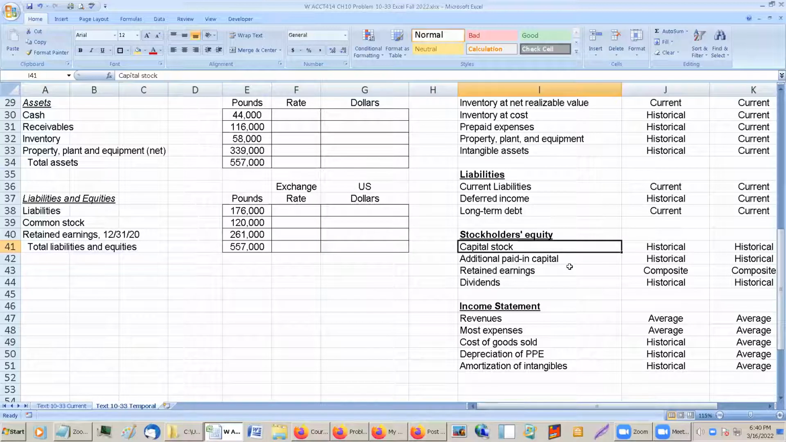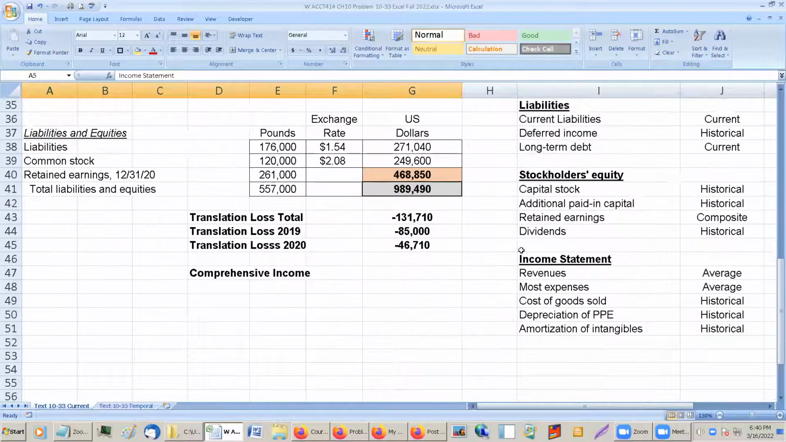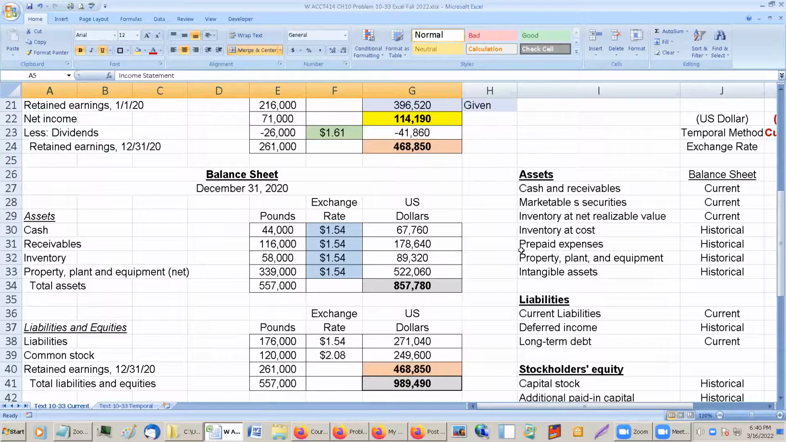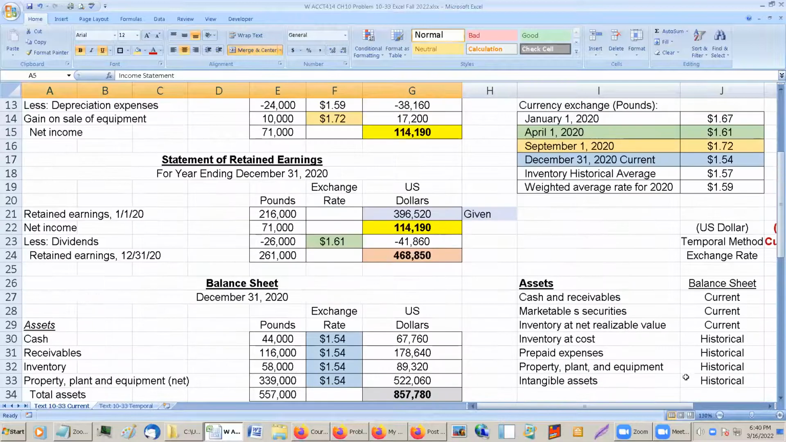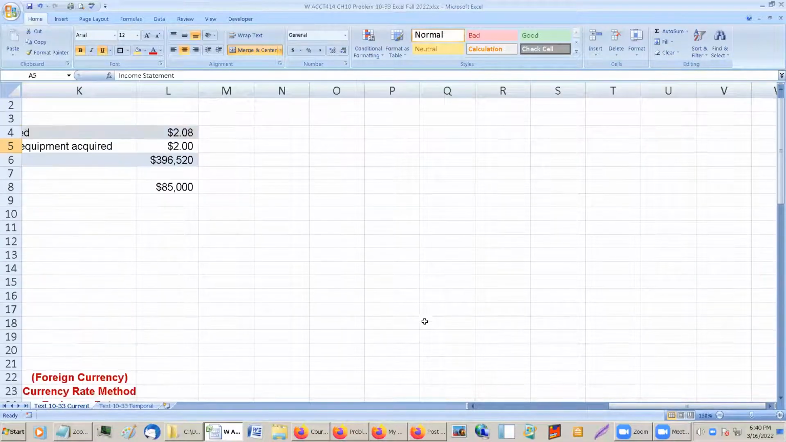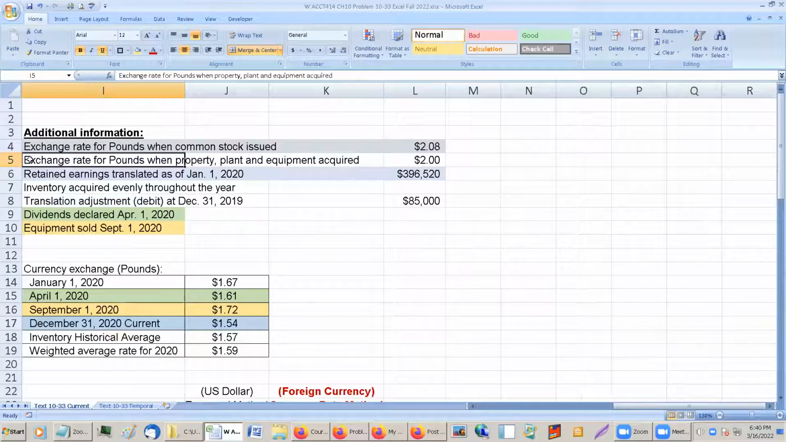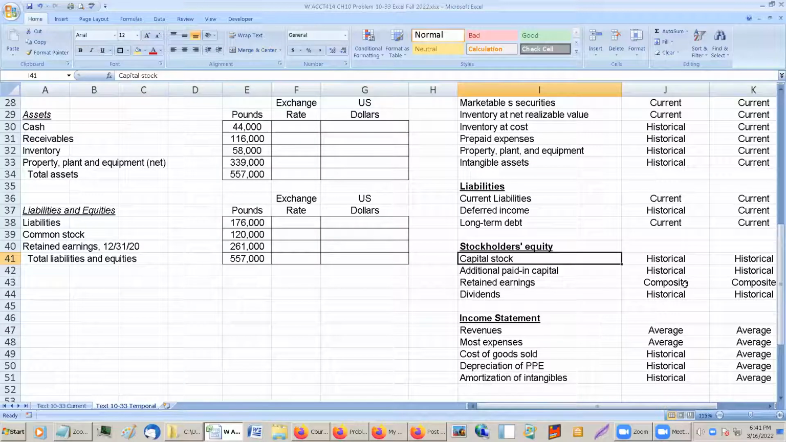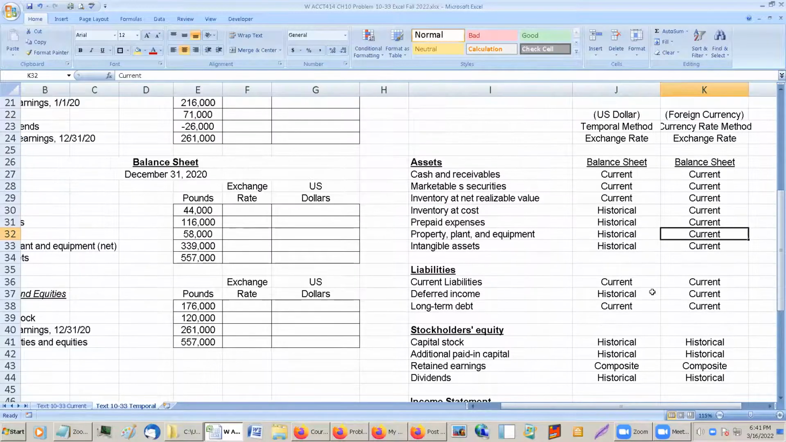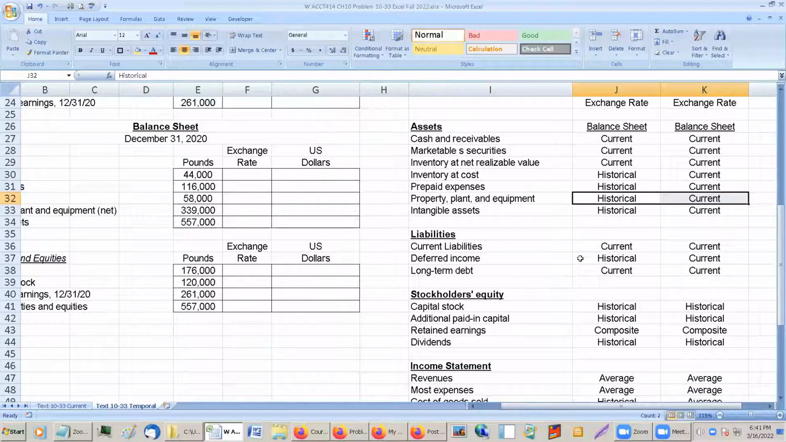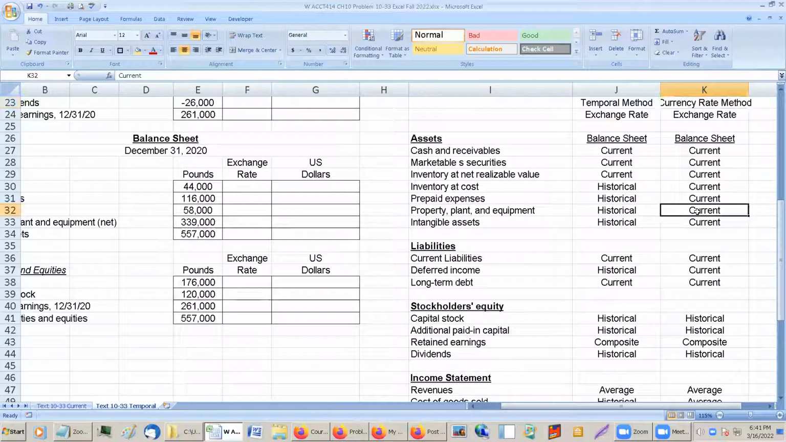Quick question, on the prior one there was a $2 exchange rate. We didn't use that, right? We didn't use it on that one, but we will use it on this one. Okay, because this will be for the property, plant and equipment. Yeah, and now that we have both of them here, you'll see there's a difference. They use the historical cost for the property, plant and equipment, whereas for the current rate method, it was the current one. So we will be using that one for this.